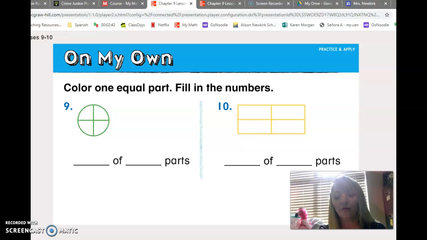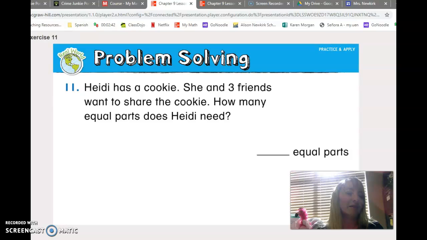So which part of 4 have you colored in if you only color in 1 part? But it does say equal part. So maybe you'd want to do 2 parts of 4. Okay, go ahead and pause me and do on my own, and then we'll do the back sides together.